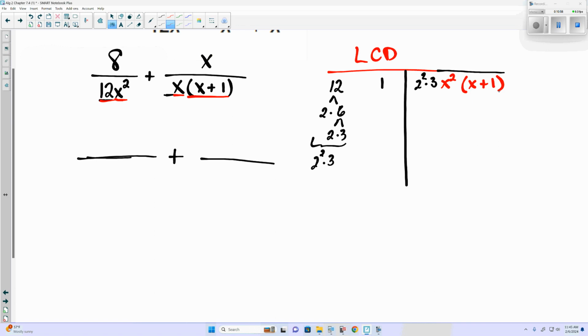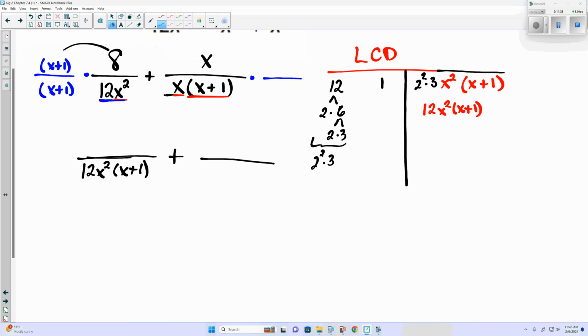Now our 2 squared times 3 is 12. So the least common denominator, what we need to turn this into is 12x squared times x plus 1. And we're going to have to multiply both sides by something to get it there. Now the one on the left, our 12x squared. Well, the least common denominator does have the 12x squared. This side's just missing x plus 1 on top and bottom. And when we multiply these together, we do get 12x squared times x plus 1.